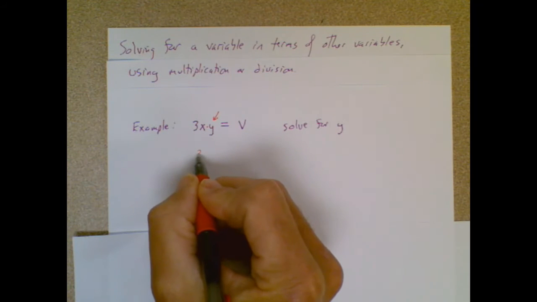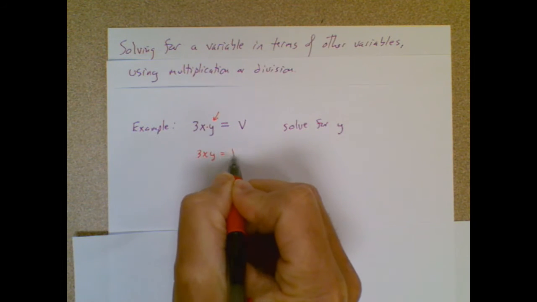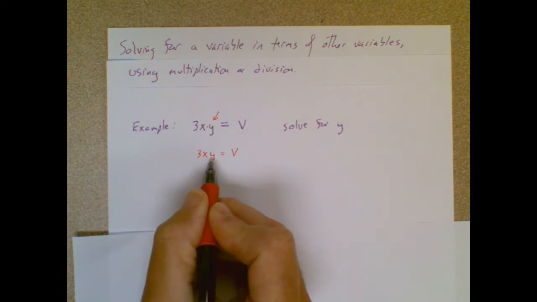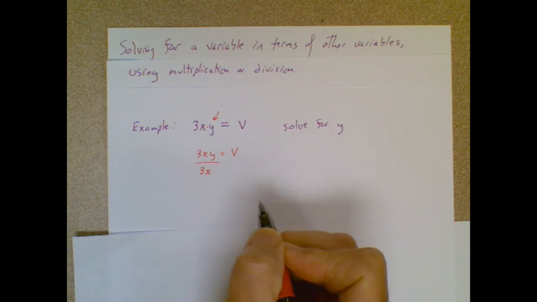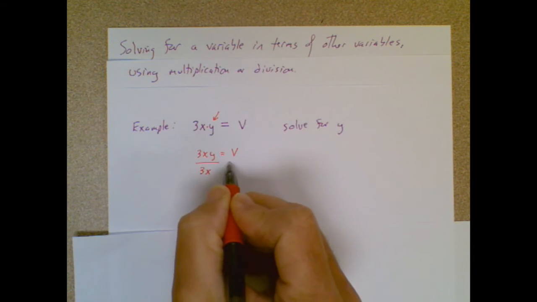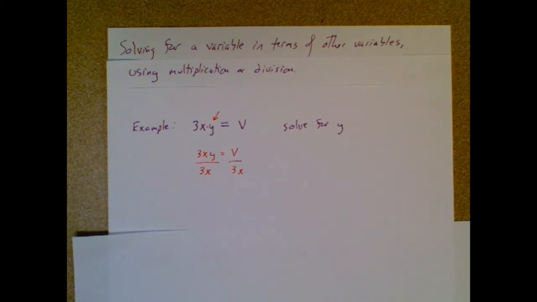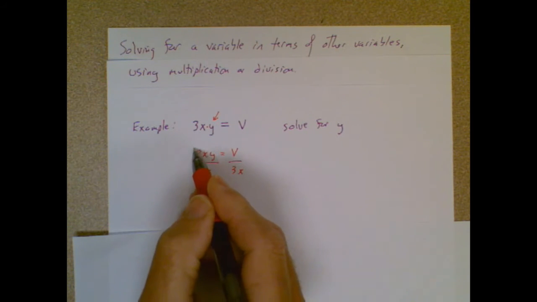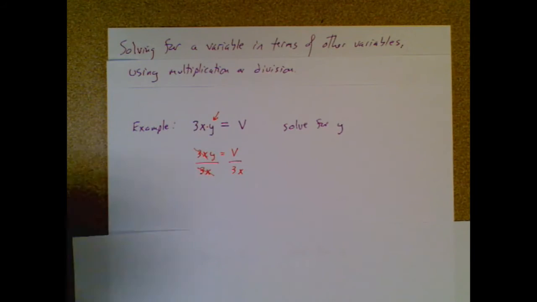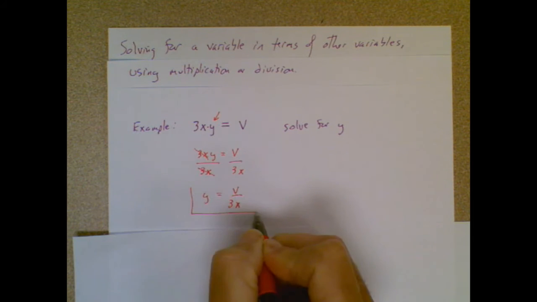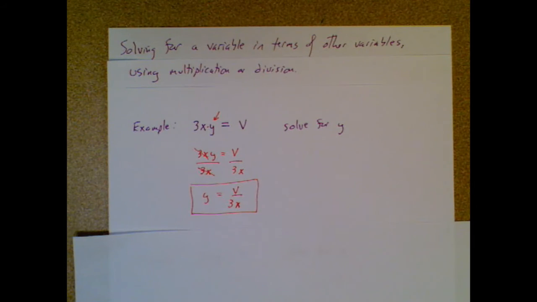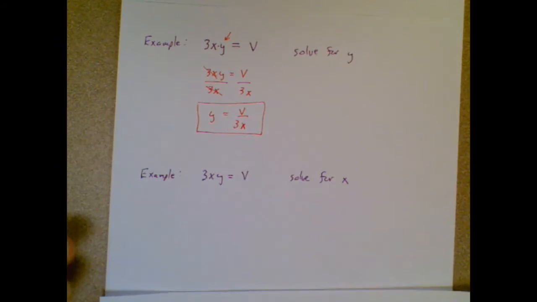So here's what I would do. I'm going to rewrite the problem. And I would say, to get rid of a 3x that's multiplied by the y, I would divide by 3x. If I do something to the left-hand side, I must do it to the right-hand side of an equation. This 3x and that 3x reduce. And I'm left with v divided by 3x, which will not do any good division for me, so I get to leave it just like that. I've solved for y. Let's take a look at another one.